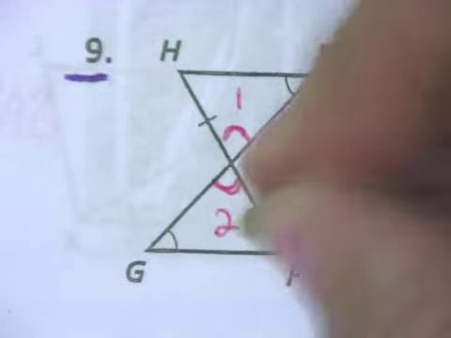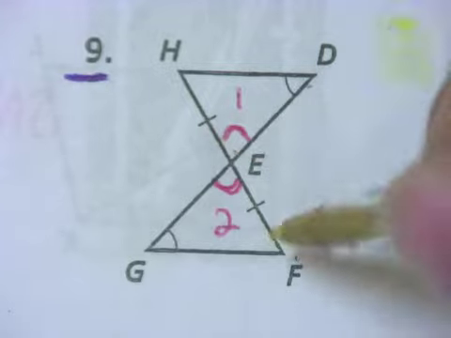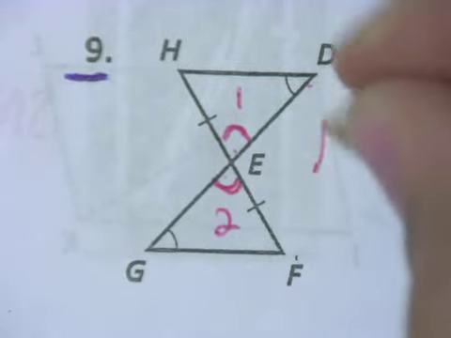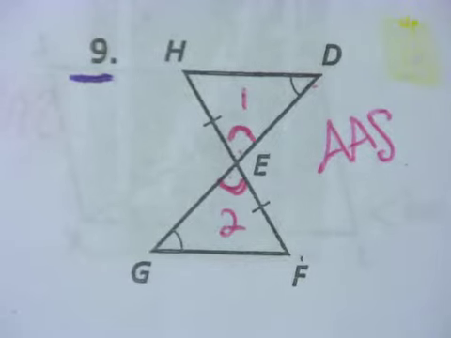And number 9, let's take a look here. Again, I have matching angles, matching sides, and I know that these are vertical angles. So based upon that, I can say that triangle 1 and triangle 2 are congruent using the angle, angle, side rule.